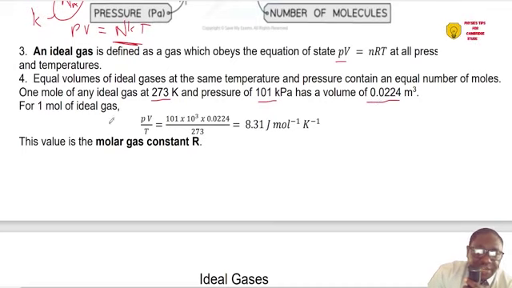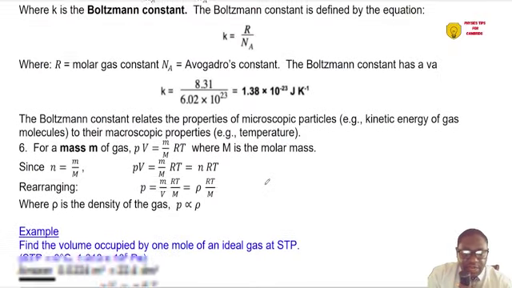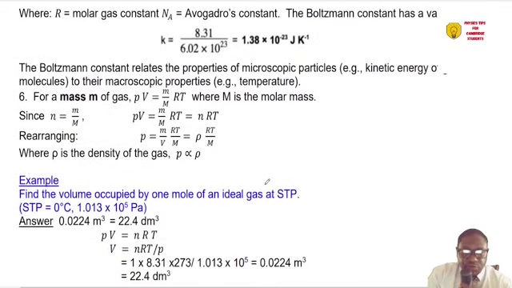So for 1 mole of an ideal gas, R is equal to PV over T. P is the atmospheric pressure, V is the volume at standard temperature and pressure, and then T is 0 degrees Celsius. So that's going to give that. So this is called the molar gas constant, R. Now I'm going to work out some problems with you.